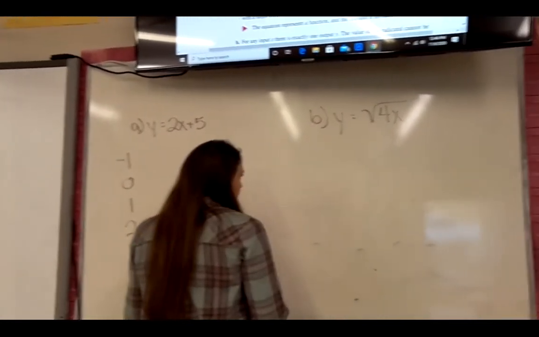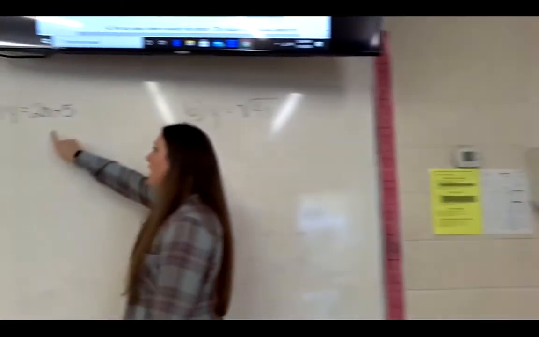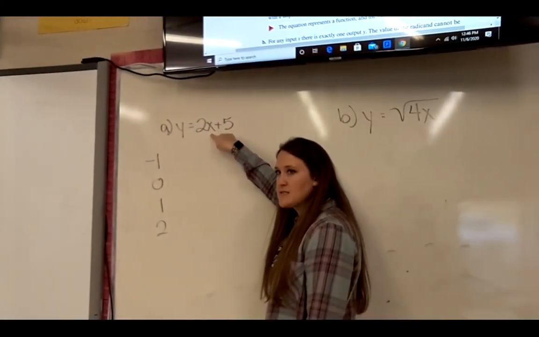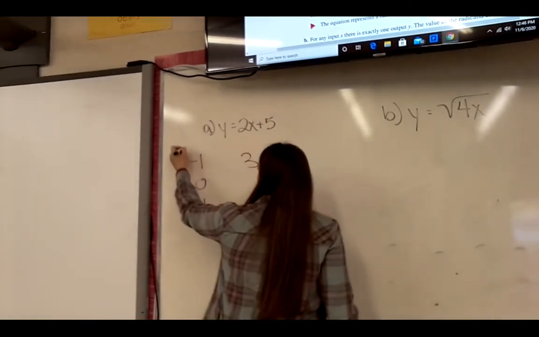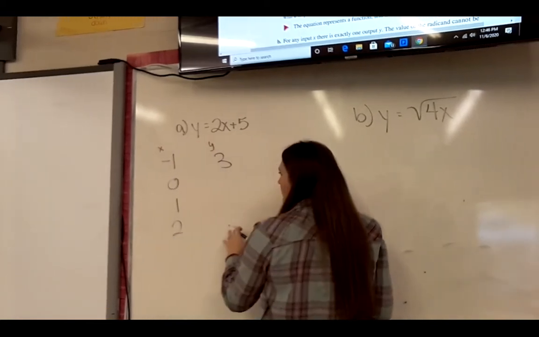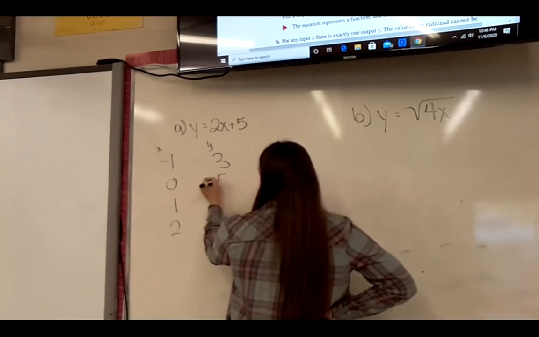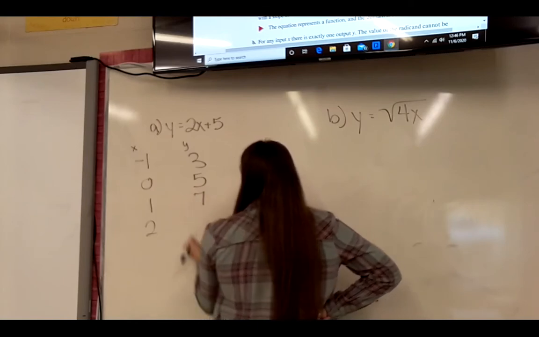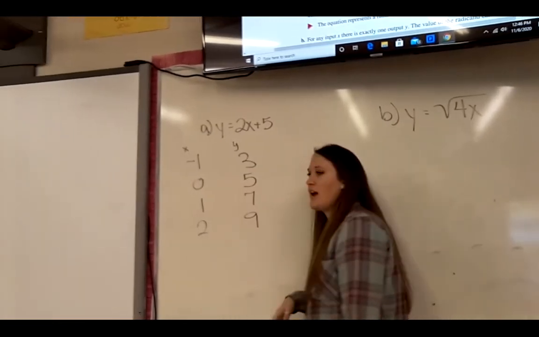Okay, so if I plug these in for x, I have -1 here. What's 2 times -1? 2 times -1 is -2. And then -2 plus 5. 3. So when I plug -1 in for x, these are the answers I get for y. 3. Okay, if I plug 0 in for x, what would I get for y? 5. If I plug 1 in, 7. And then last one, if I plug 2 in, 9. So do you notice, are we getting a different number every time?